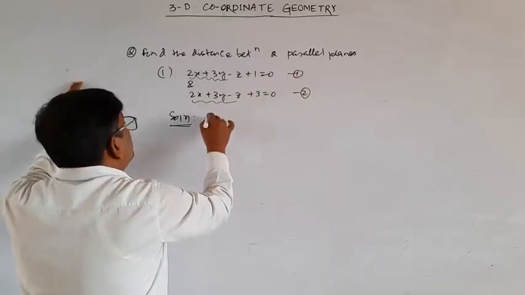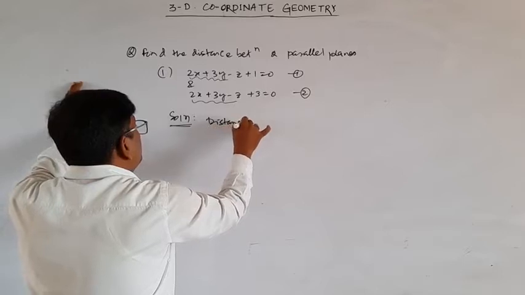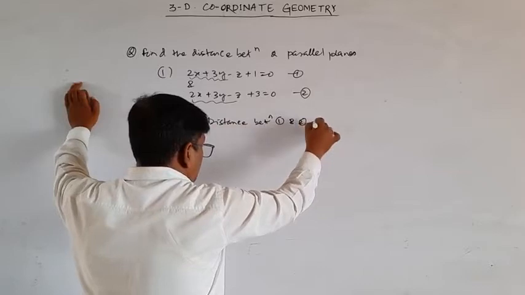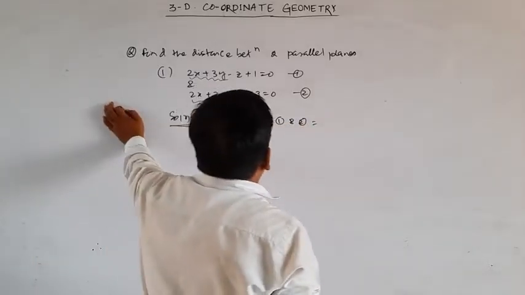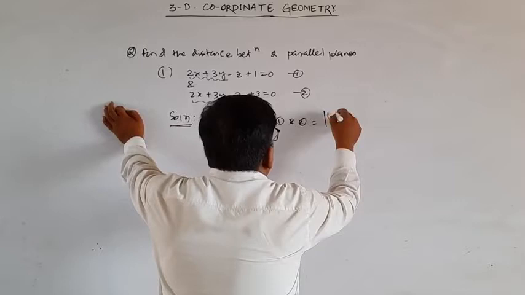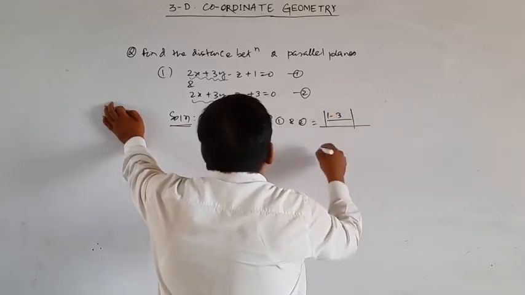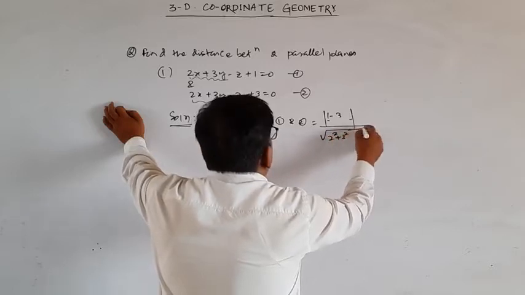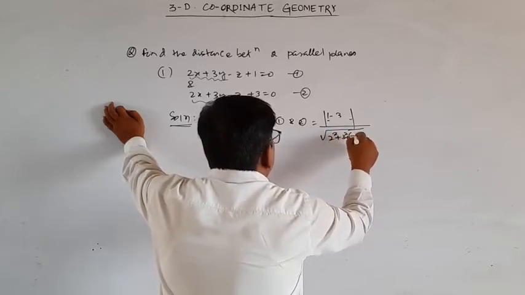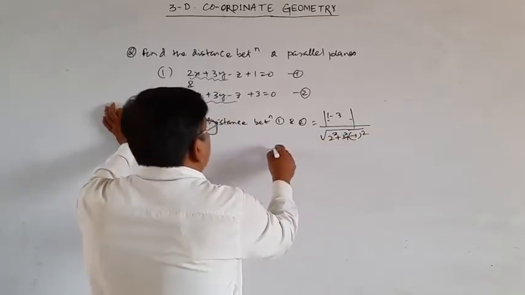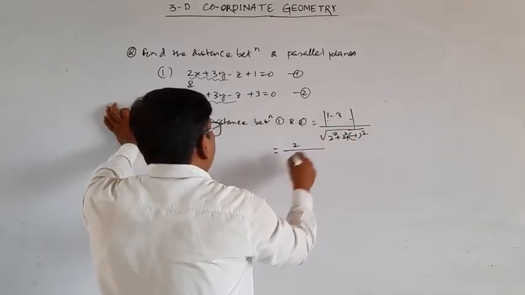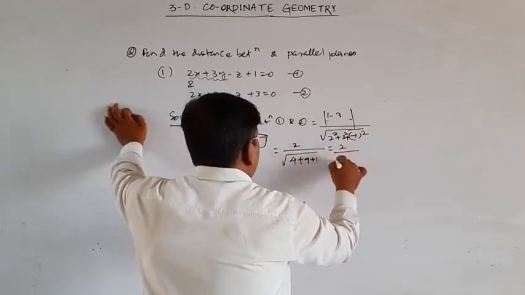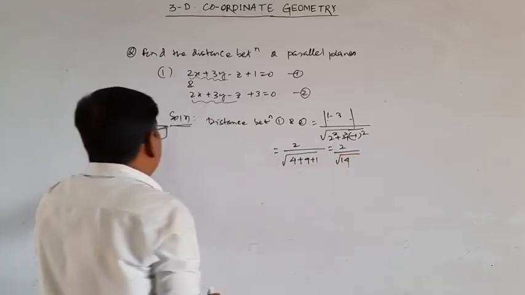So the distance between equations 1 and 2 is mod of (1 minus 3) divided by the square root of 2 square plus 3 square plus (minus 1) whole square. So this is mod of minus 2, that is 2 by the square root of 4 + 9 + 1, that is 2 by root 14.